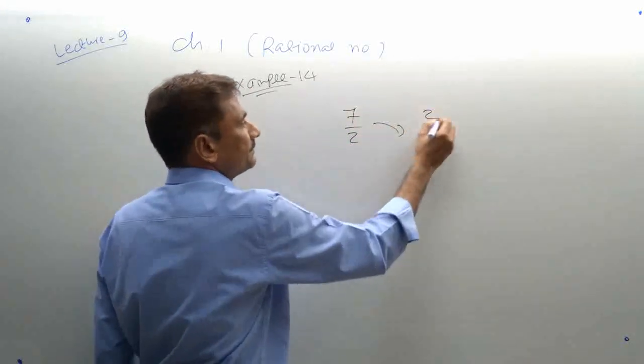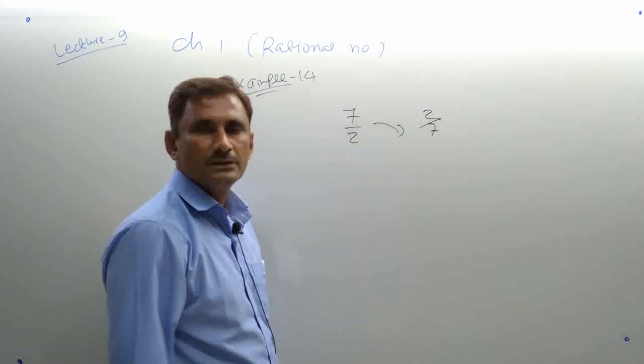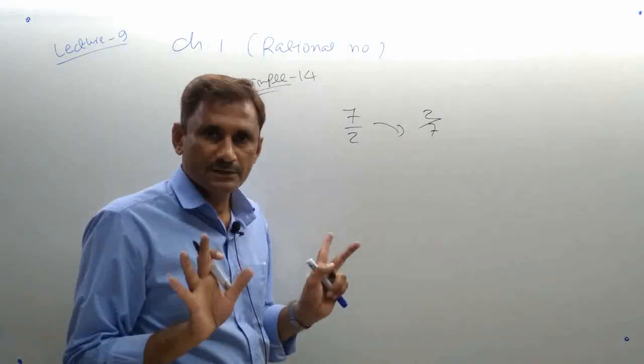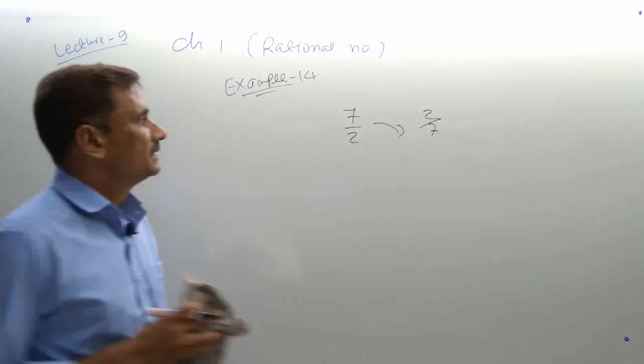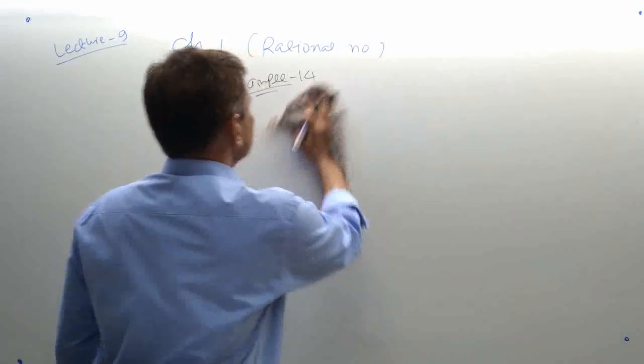Understood? Shirshasana. Okay, you know Yogasana. So just understand that way. So 2 by 7 is the answer. Look next.